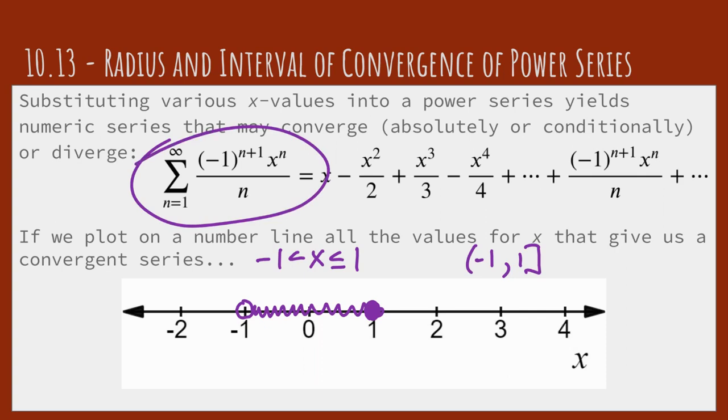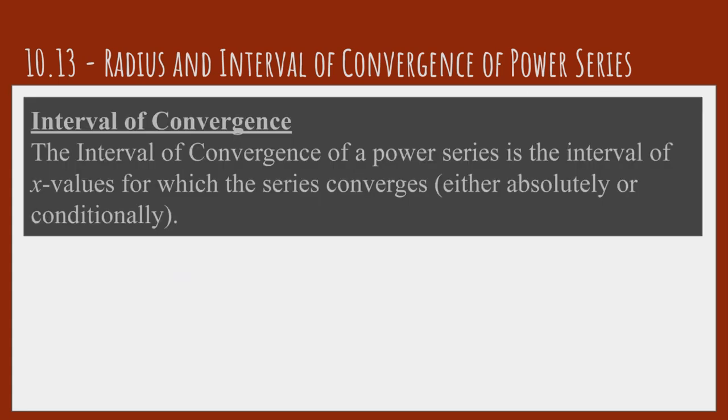And any power series, we can do the same thing. We can plot the points on a number line. Now, we're not going to do it that way. We're going to come up with another way to do this, but we can plot points on a number line and see where it's going to converge or diverge. And not surprisingly, where the series is going to converge is going to be x values that are all right next to each other on an interval. So an interval of convergence is just the interval of x values for which the series converges.